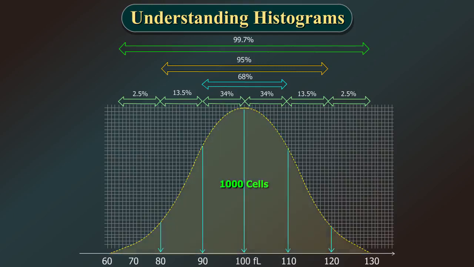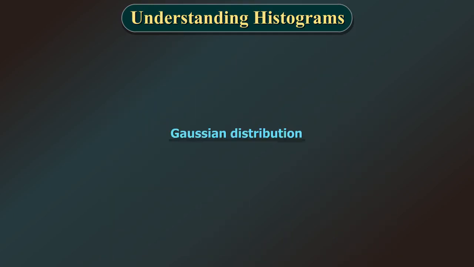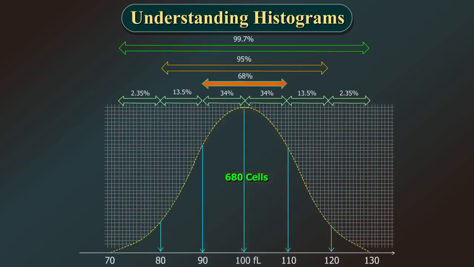Assume 1000 cells are counted and the mean is 100 FL and a standard deviation, SD, which means the degree of dispersion, is 10 FL. Gaussian distribution here means 680. The first 68% of cells will be found around the mean. In the first SD, 340 cells between 90 and 100 FL and 340 cells between 110 and 100 FL.